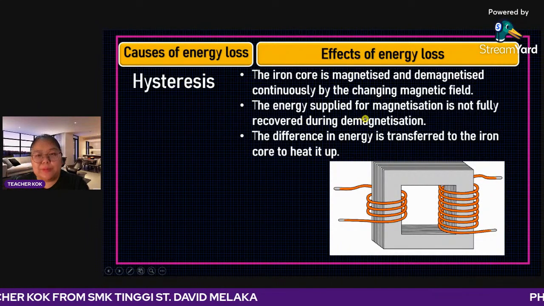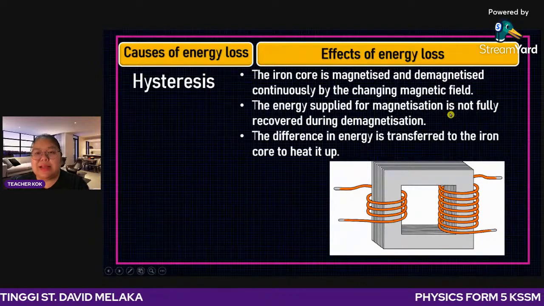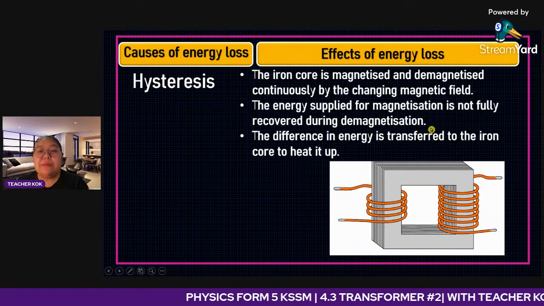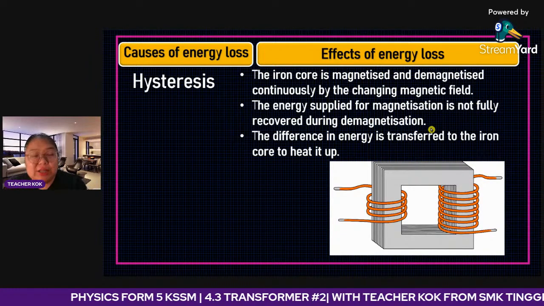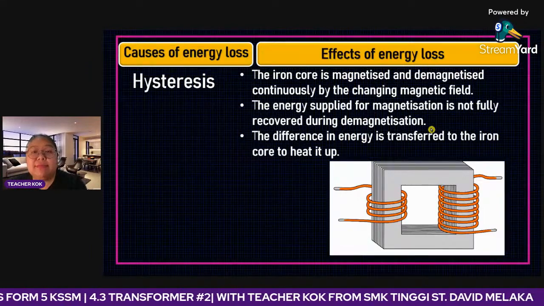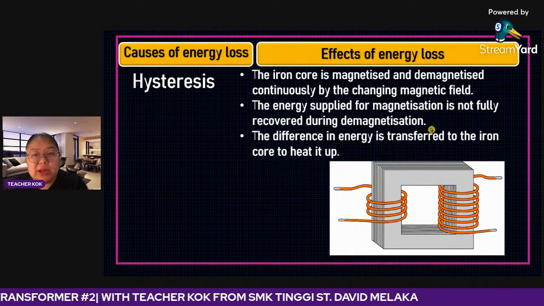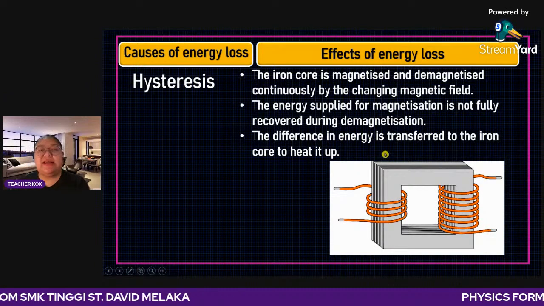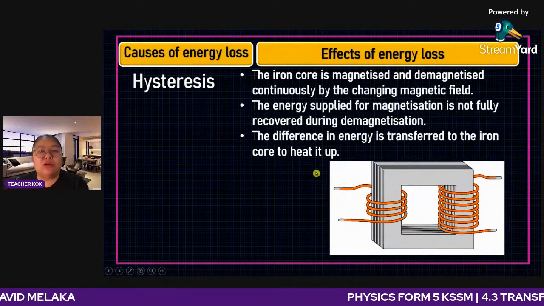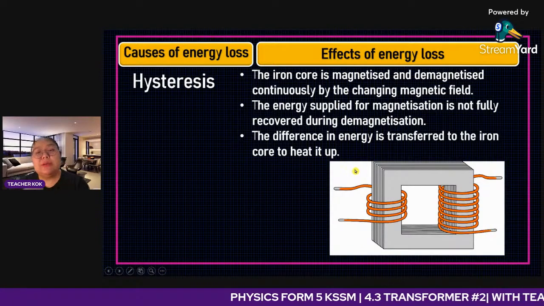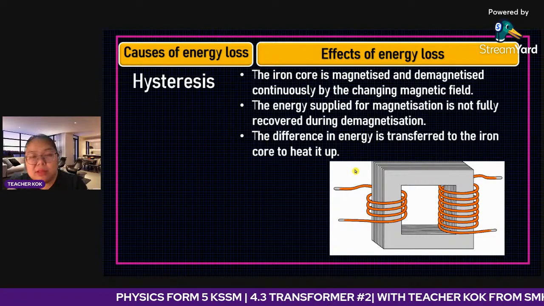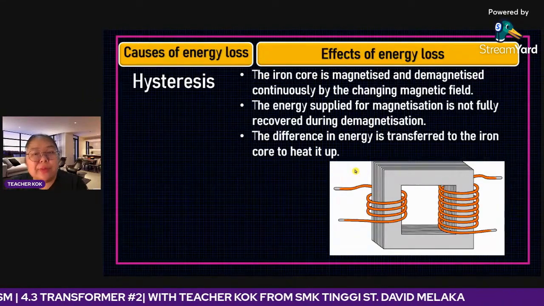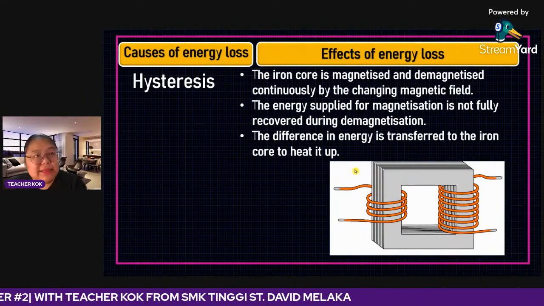They will do this continuously by changing the magnetic field. So the energy supplied for the magnetization is not fully recovered during demagnetization. That means when it just demagnetizes, inside they still have the heat. They cannot straightforwardly stop everything. They still supply a little bit of magnet inside there. So the difference in the energy is transferred to the iron core to heat it up. That means during magnetize and demagnetize, they are also using energy.